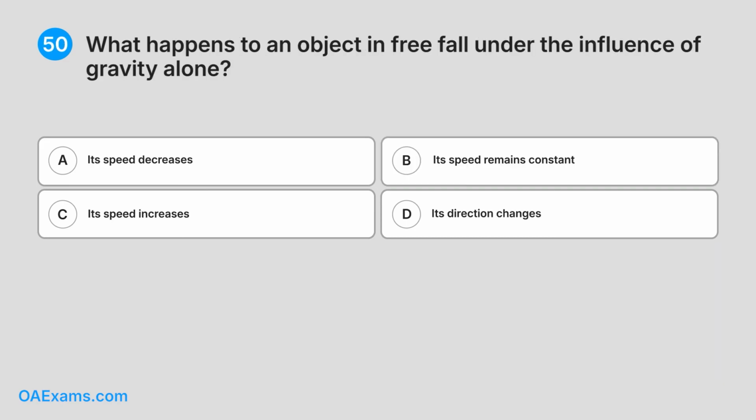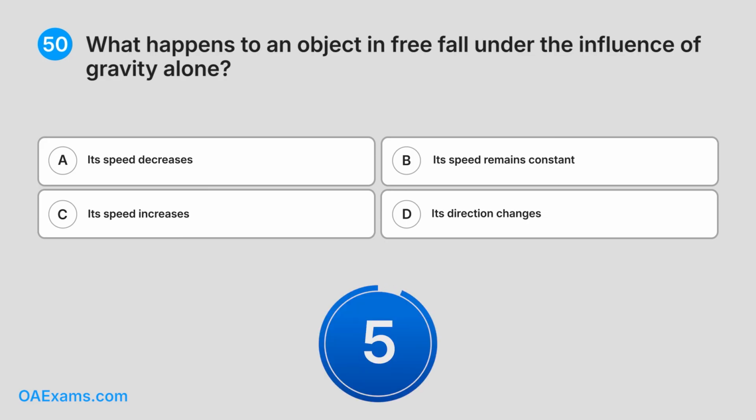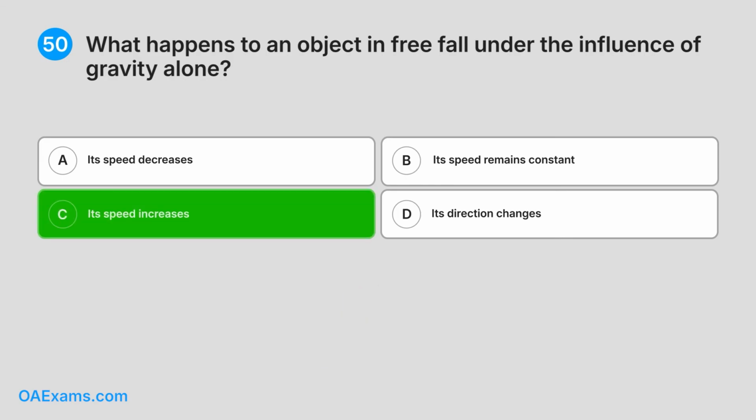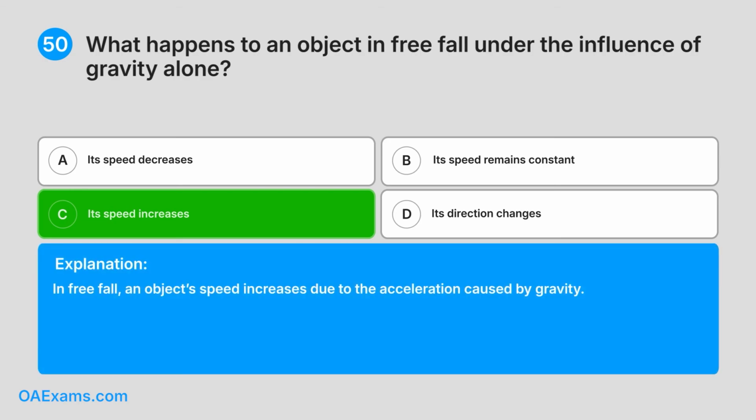50. What happens to an object in free fall under the influence of gravity alone? A. Its speed decreases. B. Its speed remains constant. C. Its speed increases. D. Its direction changes. Can you guess the answer? Correct answer: C. Its speed increases. Explanation: In free fall, an object's speed increases due to the acceleration caused by gravity.